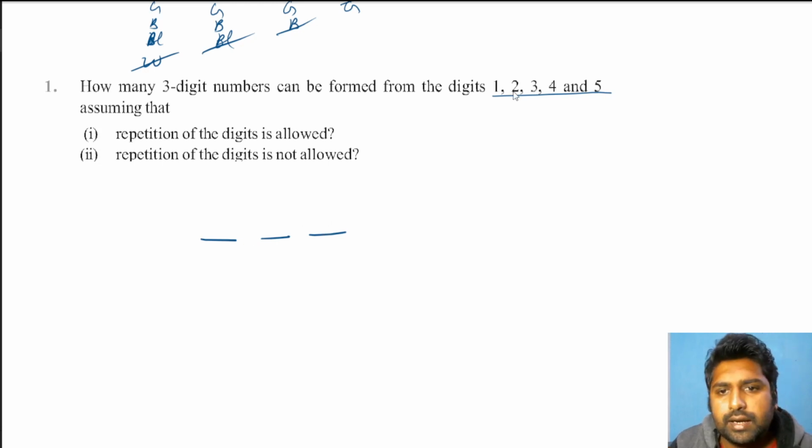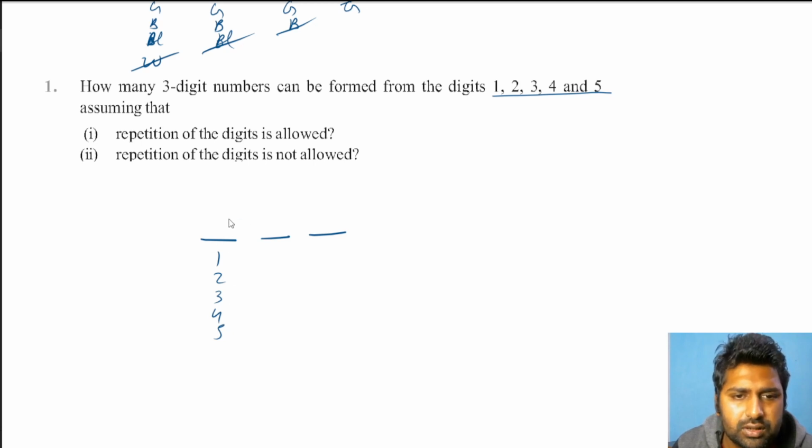And now the digits that are being used are 1, 2, 3, 4, 5. Any one of the digits can come at this position. Let's say one of the digits was used. So as such, the number of options is 5. Remember, the number that we write on top is the number of options. So any one will be used. Now this time I want you to understand that any one can be used. So let's say 5 was used.